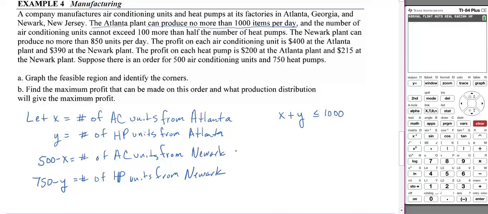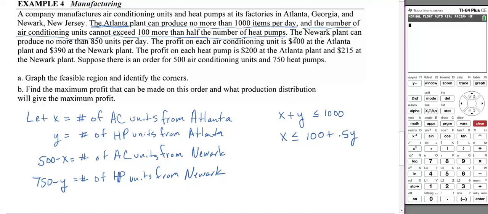And then, this is still pertaining to the Atlanta plant, the number of air conditioning units cannot exceed 100 more than half the number of heat pumps. So that's going to be the number of AC units cannot exceed, so it has to be less than or equal to 100 more than half the number of heat pumps that are produced.